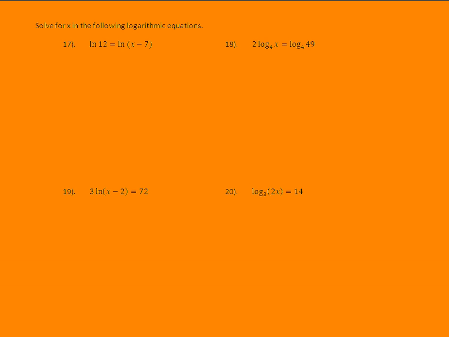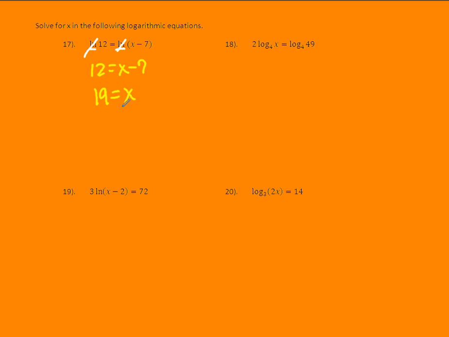Alright, so now moving on to the last step, the logarithms. And we start the same exact way we did before. If we have two logs that are the same, so natural log in both cases, that means I can just ignore them and look at what's on the inside. 12 equals x minus 7. Add 7 to both sides to give you 19 is equal to x.